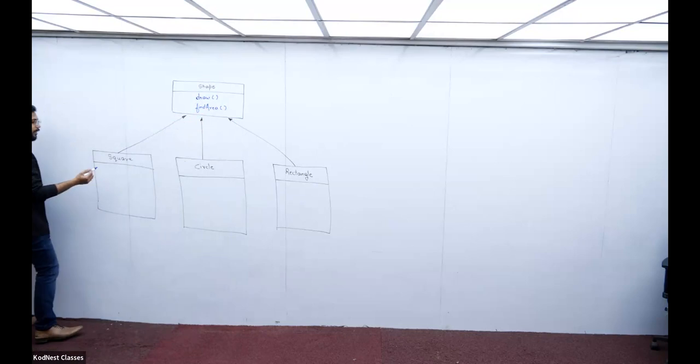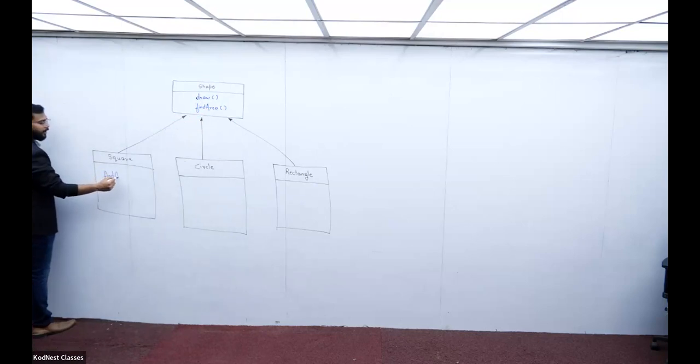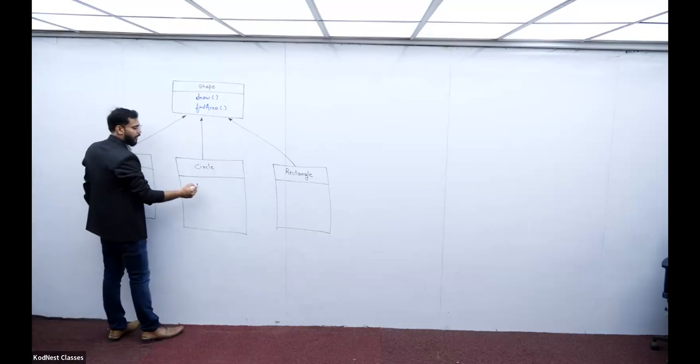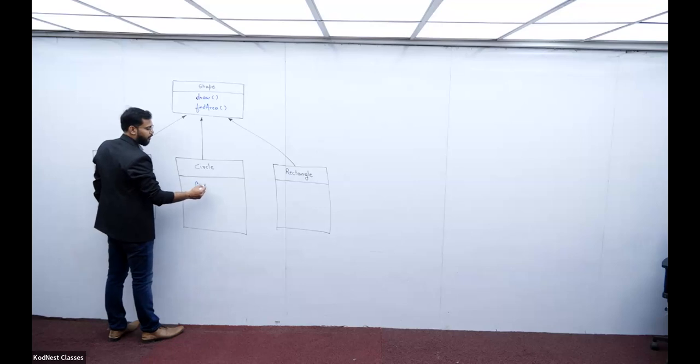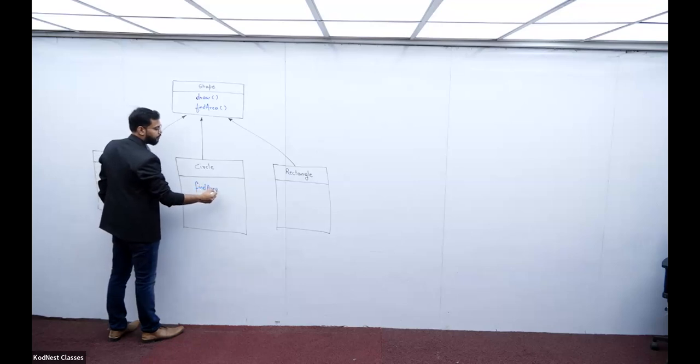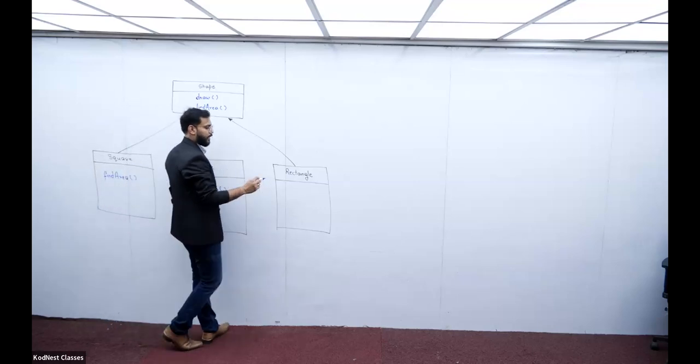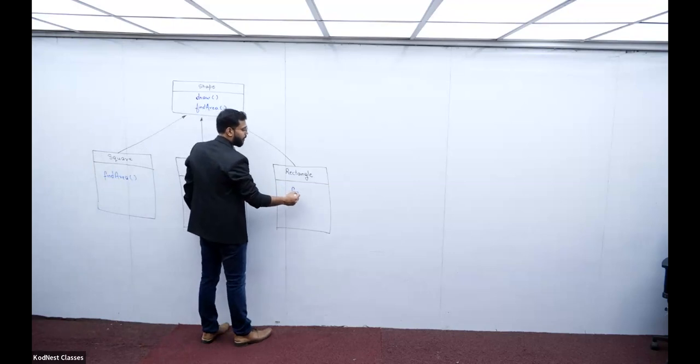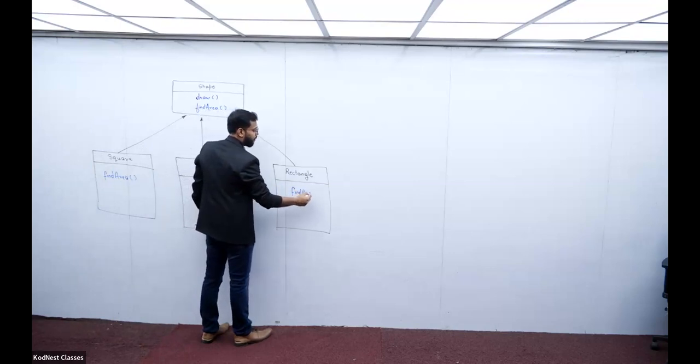Now in the square class, first thing, we will override find area method. In the circle class also, we have to override find area method. Not only this, in the rectangle class also, we have to override find area method.